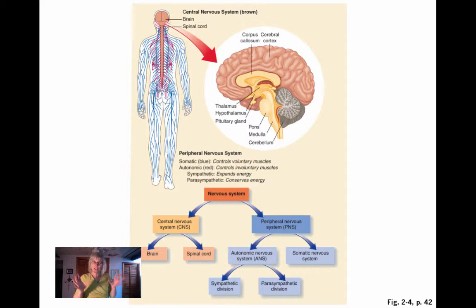So let's just look at some vocabulary. We're going to start by looking at the central nervous system. The central nervous system includes the brain and the spinal cord. And then we're going to look some at the autonomic nervous system, which is a branch of the peripheral nervous system. The autonomic nervous system includes two different parts, the sympathetic nervous system and the parasympathetic nervous system. So we'll come back to that in a minute.